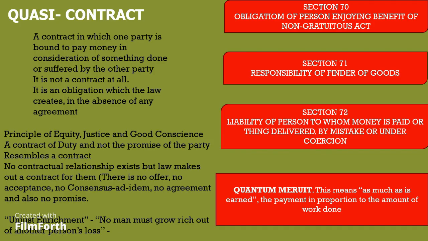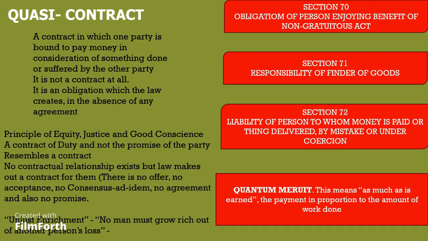Example: Mr. A, a tradesman, sends some goods ordered by Mr. B. Mr. A's servant delivers the goods by mistake at Mr. C's house. Mr. C uses the goods. Mr. A can recover the price of the goods from Mr. C, not from Mr. B. Section 71. Finder of goods. A finder of goods has the same rights and duties as that of a bailee. Example: Mr. X finds the lost dog of Mr. Y and takes it into his custody. Here, Mr. X has the same responsibility as a bailee.